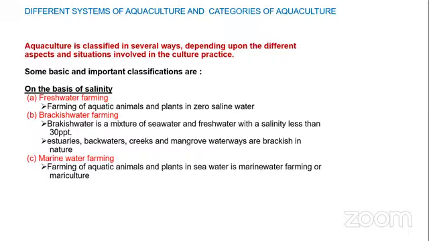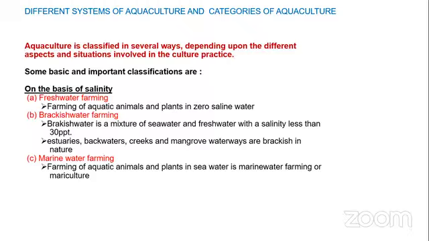The three kinds of water: farming of aquatic animals and plants in freshwater, where the salinity is 0 to 0.5 ppt. This is very important to note. Brackish water is a mixture of seawater and fresh water. For example, an estuary with salinity less than, it's written 30 ppt, but its maximum is 15 ppt. Please correct it.